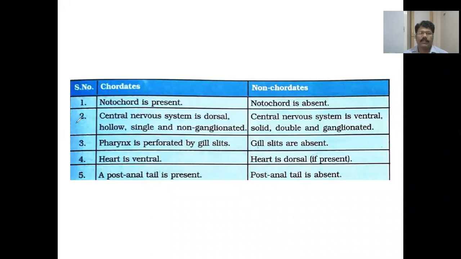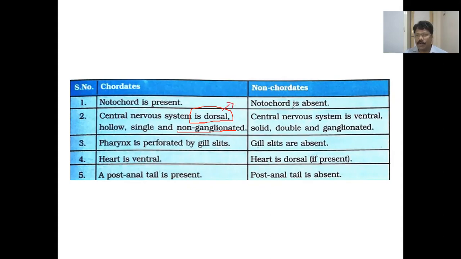And in case of chordates, the central nervous system is dorsal. This is very important. That means the central nervous system, that means the brain and the nerve cord, are dorsal. We have seen how the nerve cord is placed on the dorsal side above the notochord, and it is hollow, single and non-ganglionated. So this is a very important point you should remember. The central nervous system is dorsal.